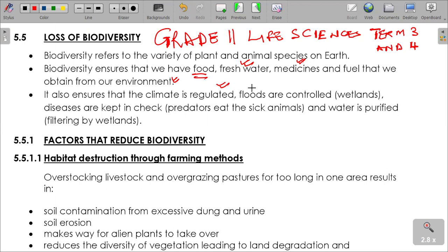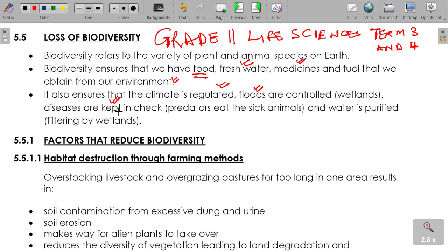It also ensures that floods are controlled. I'm sure that we have heard of the flooding of coastal places because of the melting of the glaciers. There is quite extreme flooding that sometimes takes place as a result of the increase in global temperatures, which are melting our ice caps and causing coastal places to be flooded. So it also makes sure that diseases are kept in check.